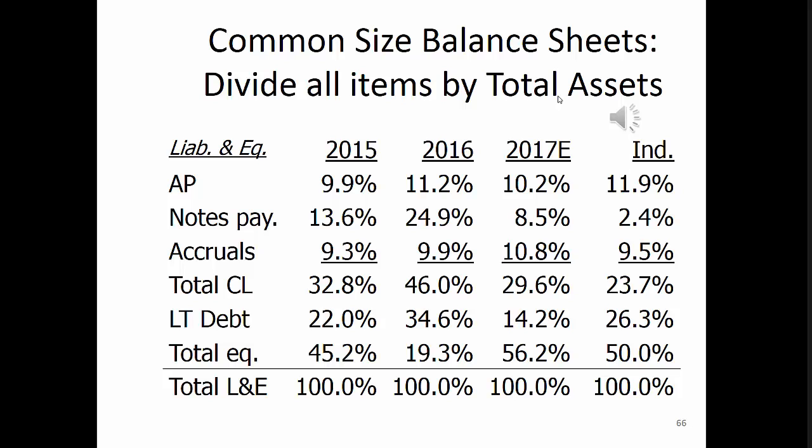So, for example, in 2015, accounts payable is about 9.9% of the total liability plus equity, or say 9.9% of the total asset value. And long-term debt in 2016 is about 34.6% of the total liability and equity, or say 34.6% of the total assets.